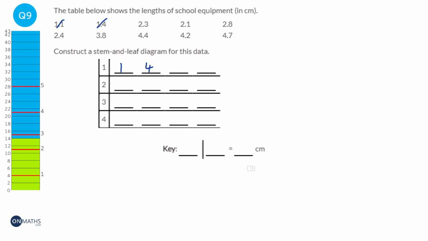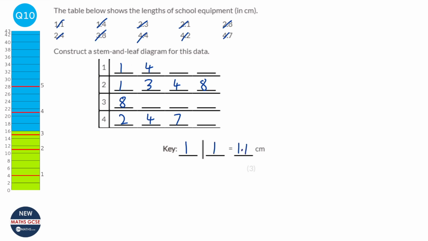Looking at the 2 points, we've got a 2.1, 2.3, 2.4, and 2.8. Looking at the 3s, we've got 3.8, and looking at 4s, we've got 4.2, 4.4, 4.7. And so in our key here, we're just going to pick this number here. It doesn't actually matter which number we pick. And we say 1 line 1 means 1.1 centimetres.